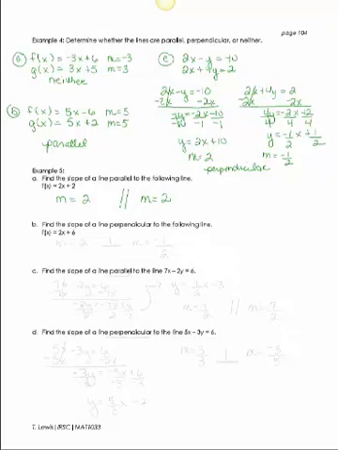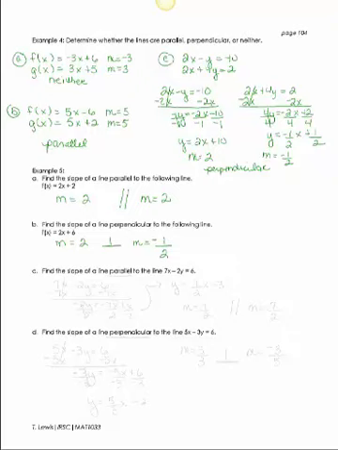Example B, find the slope of a line perpendicular to the following line. We have f of x is equal to 2x plus 6. Our slope here is 2. We're looking for a perpendicular slope. Therefore, we will first negate the 2. We have negative. Then take the reciprocal of 2, which is 1 over 2. Negative 1 over 2, which is negative 1/2.